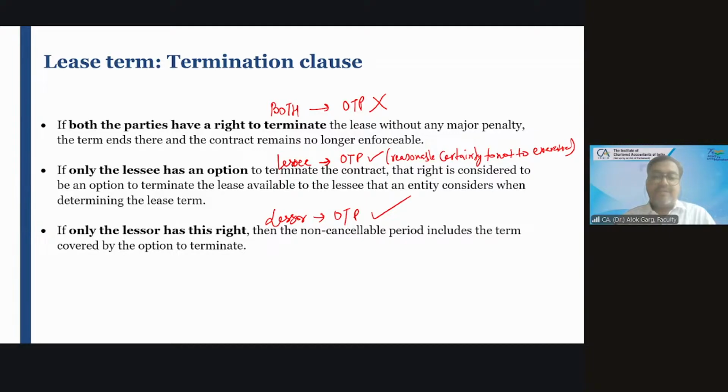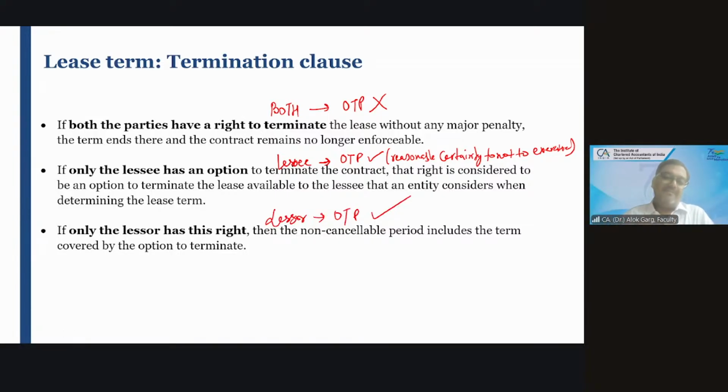If both the parties have a right to terminate, don't take the optional termination period. If the lessee has the right to terminate, please take that termination period also into the lease term, if lessee is reasonably certain that he is not going to exercise the termination option. We have seen two examples, right? Ambient small example and that example.